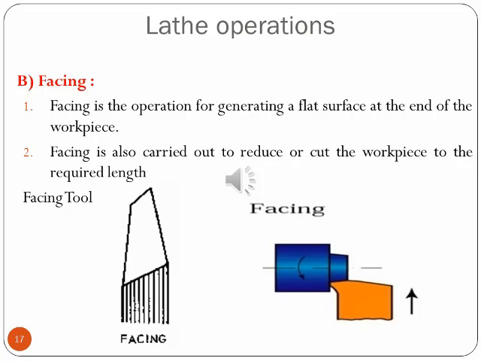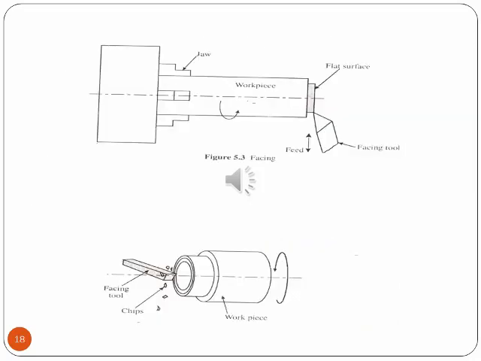The workpiece is revolving and the tool is moved perpendicular to the axis of rotation. Again, this slide also explains the facing operation in a more elaborate way. You can see the workpiece is revolving about its axis, and the tool is moved such that the material at the flat surface is removed. So this is also a facing operation.